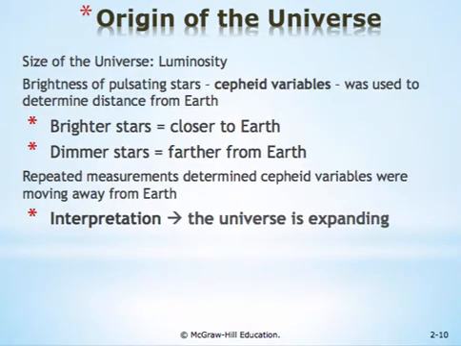But how can we tell what the size of the universe is? We use luminosity, which is the brightness of the pulsating stars. This was used to determine the distance from Earth, so the brighter stars are closer to Earth, and the dimmer stars are farther away. And these measurements have been repeated to determine the variables. They're moving away from Earth. The interpretation of this is the universe is expanding.